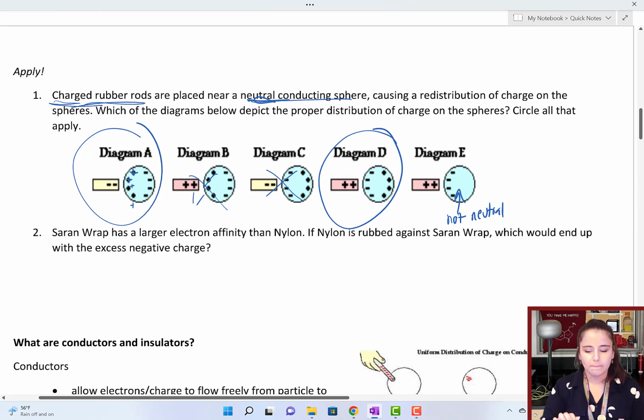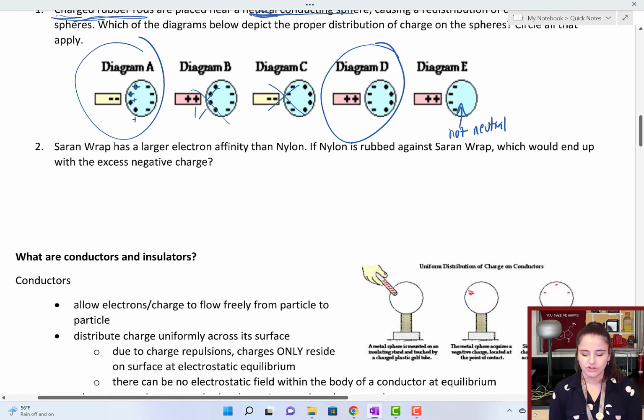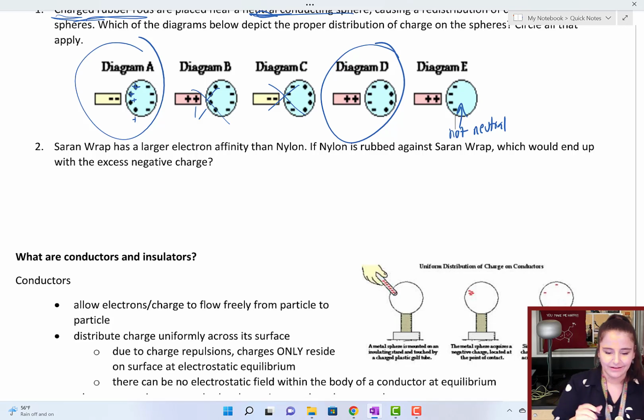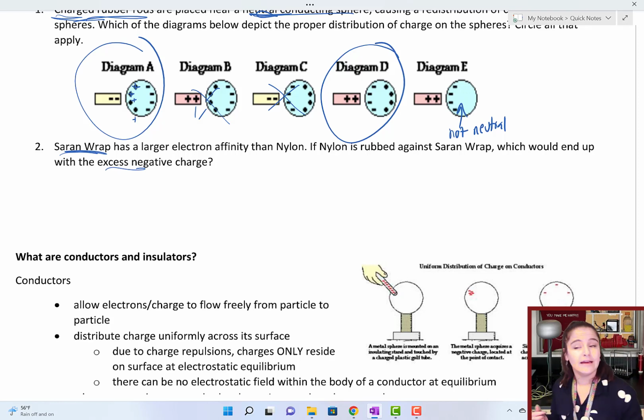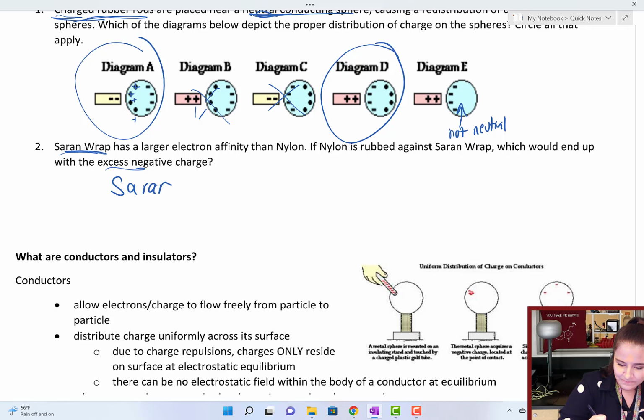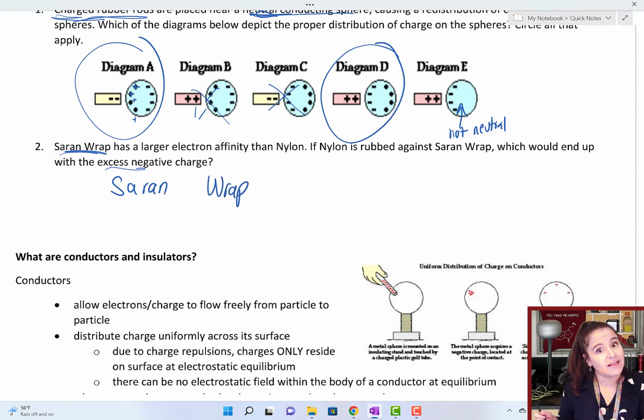And then a triboelectric charging one. Saran wrap has a larger electron affinity than nylon. So that means saran wrap likes electrons more. If nylon is rubbed against saran wrap, which would end up with the excess negative charge? Well, electrons are negative. Saran wrap has a larger electron affinity, meaning it likes electrons more. So saran wrap would be negative. And the nylon would be positive.